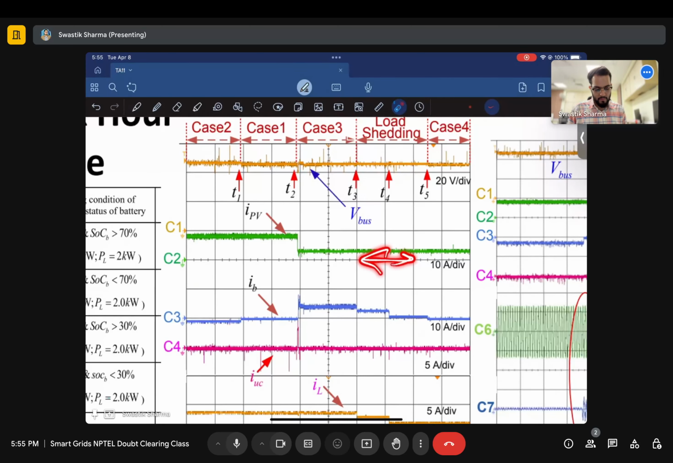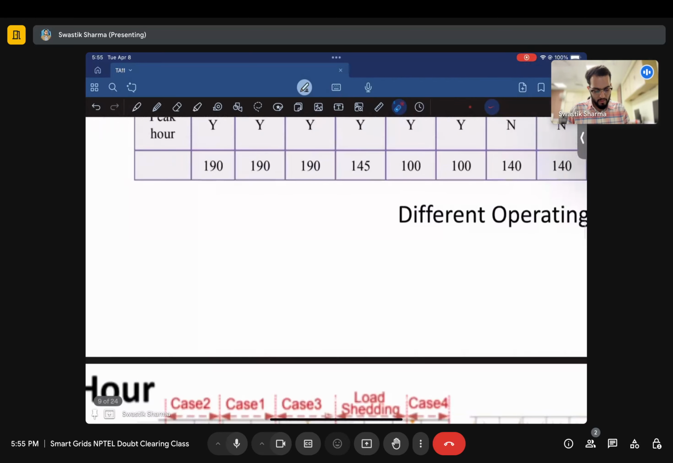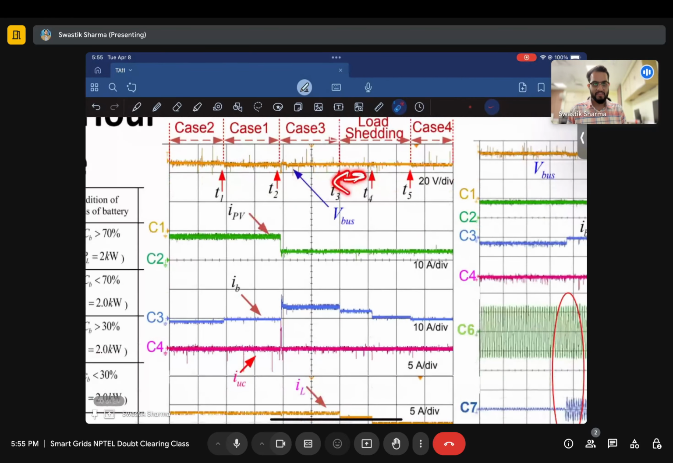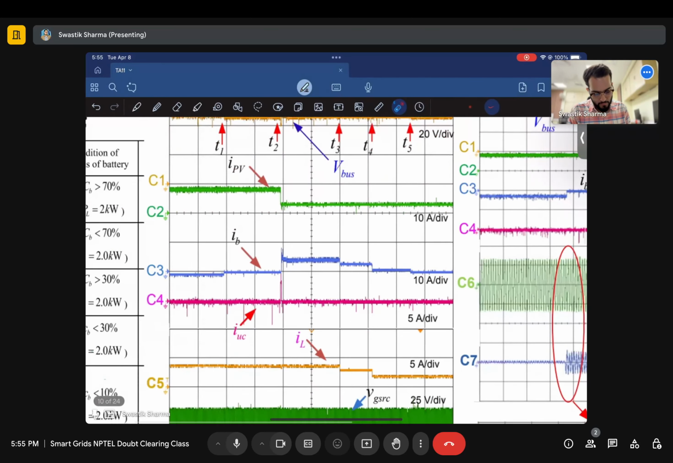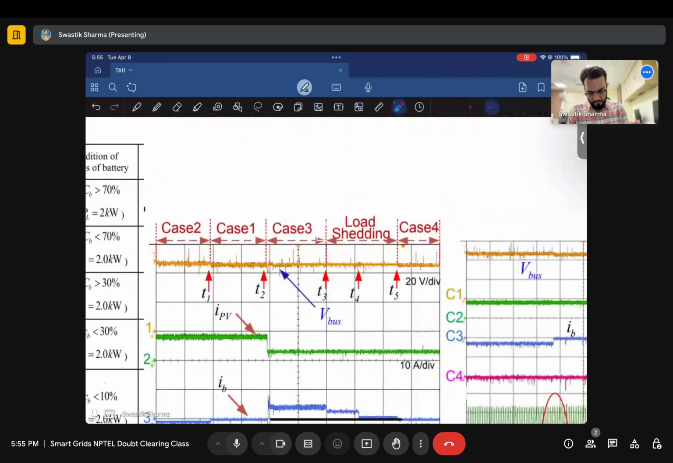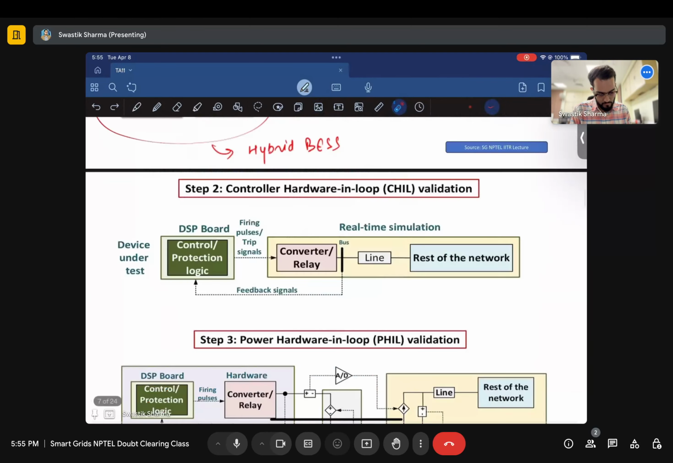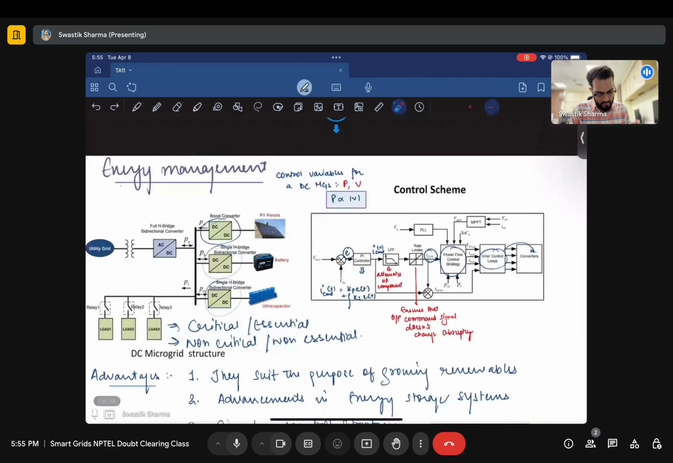So it should be T3 to T4, right? Yeah, it's T3 to T4. So we'll talk about this. Your voltage is still at the reference value. The power coming from the PVs is less. So you will continue. Oh, sorry. There's a load shedding happening. So let's see, let me see over here.